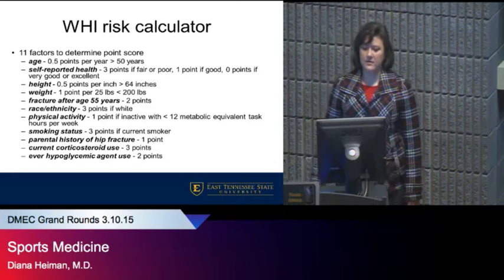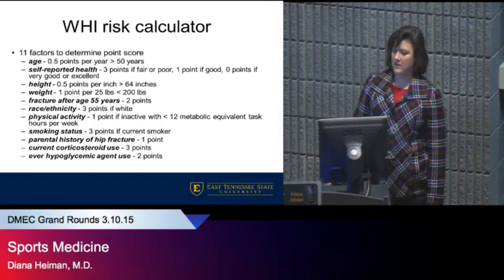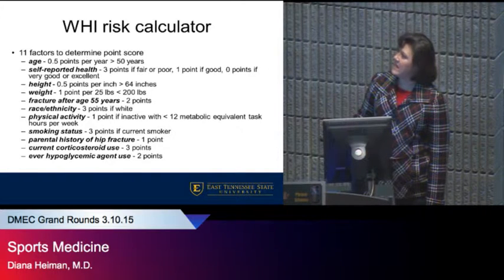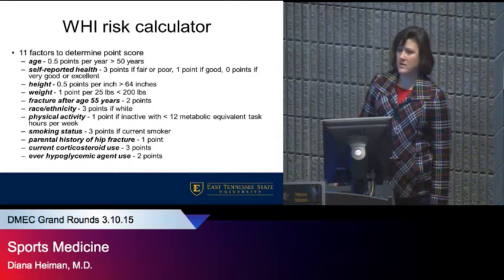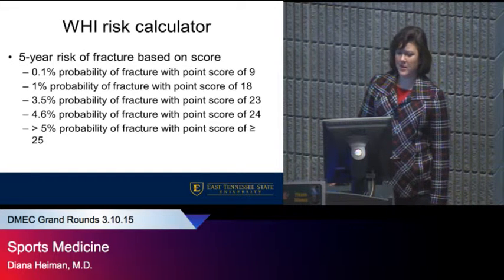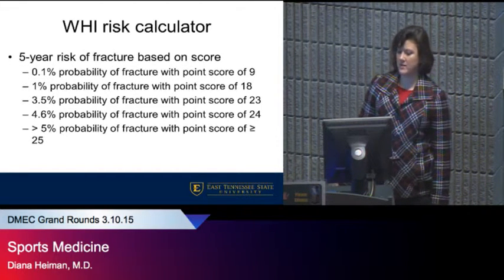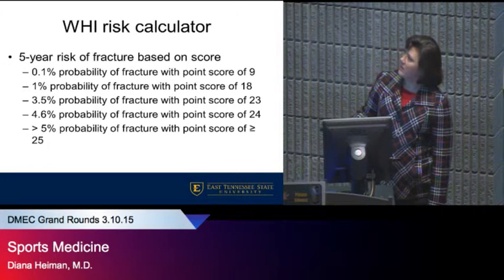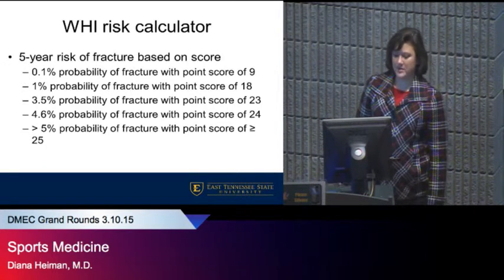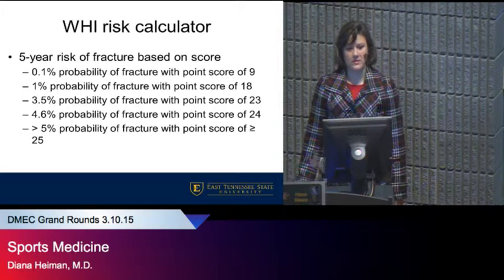Then the Women's Health Initiative risk calculator actually is a little bit more detailed, and you can see all of the factors that go into the score there. And then you can see the 5-year fracture risk is based upon the score. So anywhere from 0.1 to greater than 5% chance of fracture, depending on the score there.